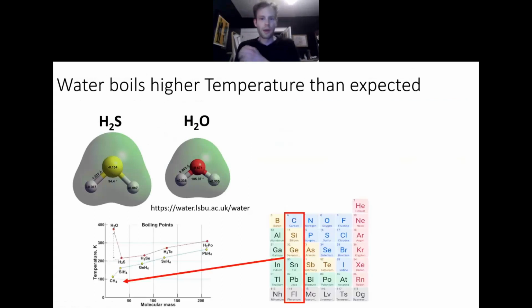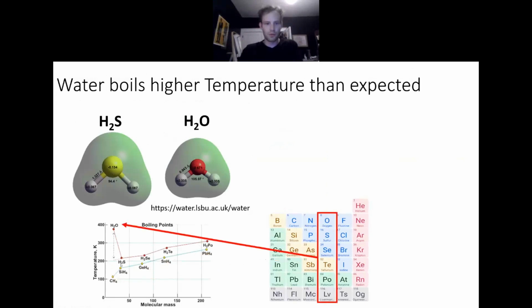One of them is how water boils at a higher temperature than expected. If you look at carbon, silicon, germanium, all with hydrogens bonded to them, as you get bigger in molecular mass, you get a higher boiling temperature, because it takes more energy to make the thing with higher mass fly away. When we apply the same to water, we see the same kind of trend, but water is sticking out. When you're bound to oxygen, you behave really differently. You have a much higher boiling point than expected.